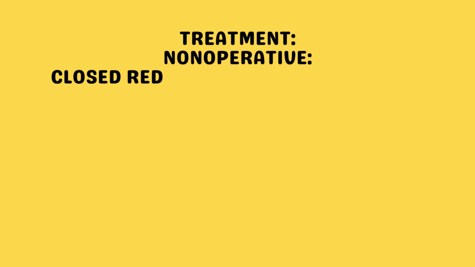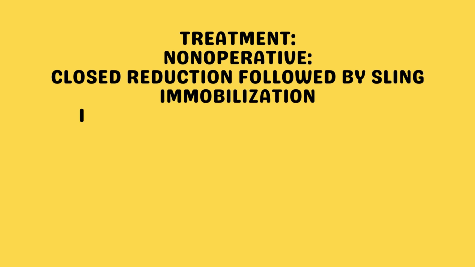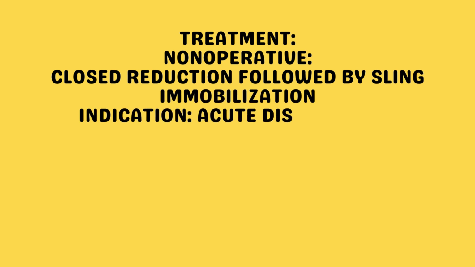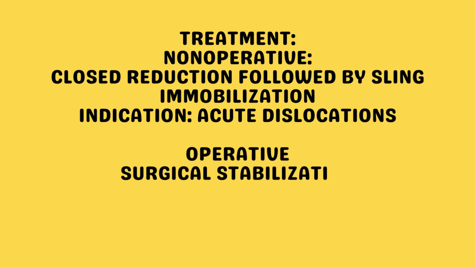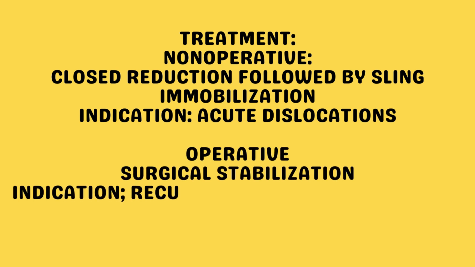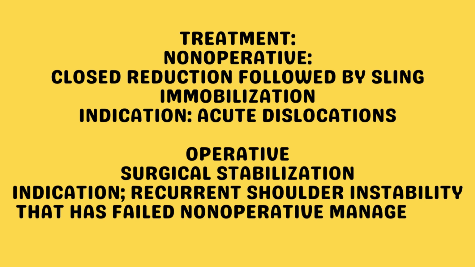There are two treatment options for shoulder dislocation: non-operative and operative. The non-operative one includes closed reduction followed by sling immobilization, and the indication for this is acute dislocations. The operative one is surgical stabilization, and the indication for this is recurrent shoulder instability that has failed non-operative management in the young patient.